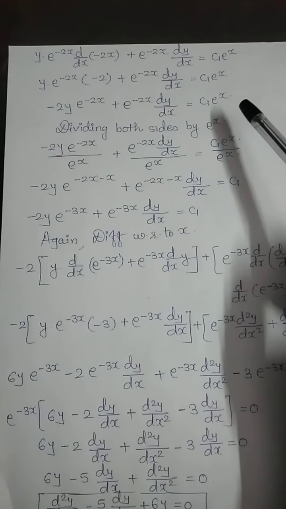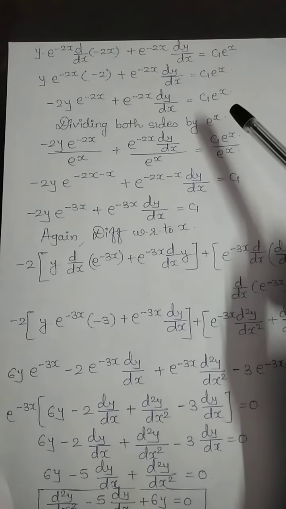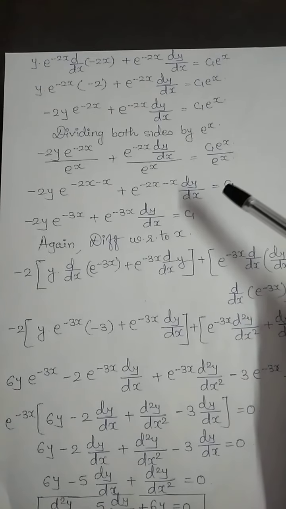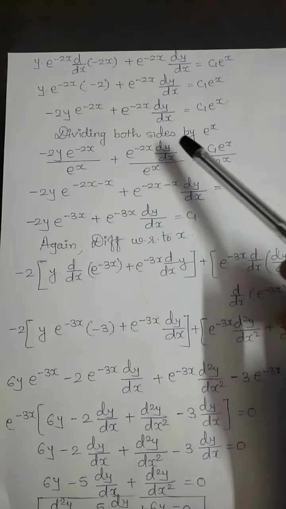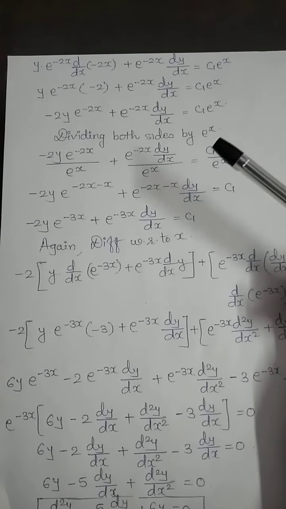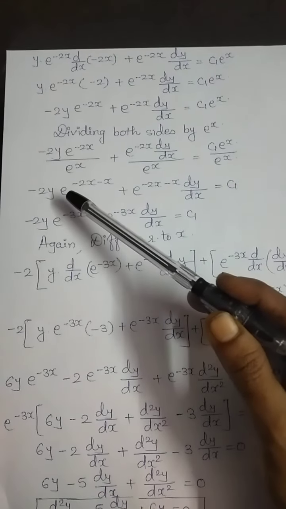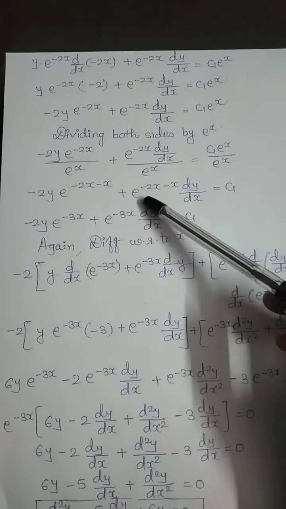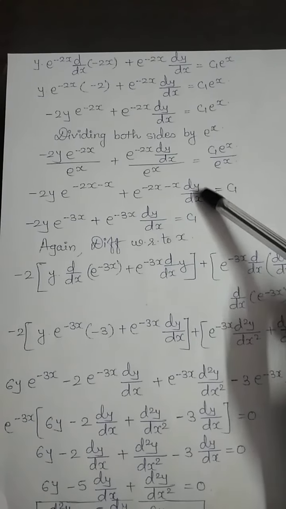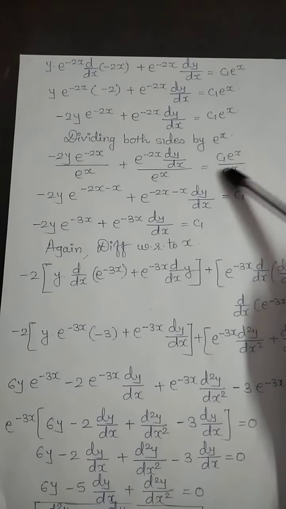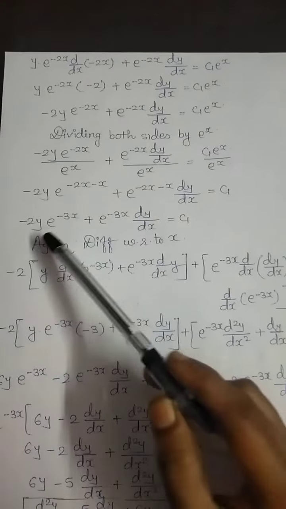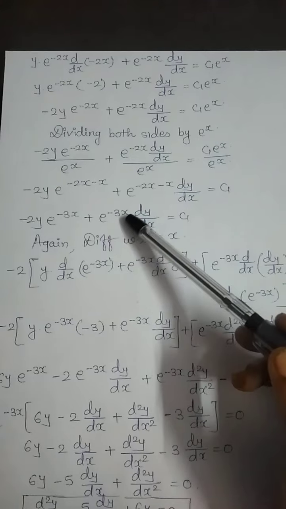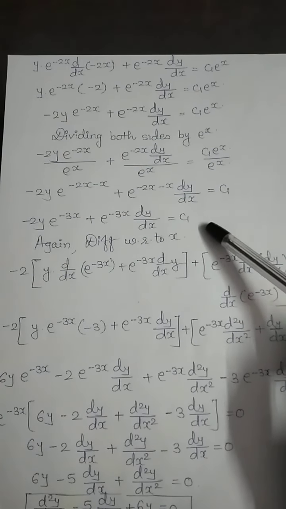Now we know that as two constants were present in the given equation, we can differentiate that equation two times. So again we can differentiate, but before that, dividing throughout by e raised to x so that we will get the simplified form. So after dividing we will get minus 2y e raised to minus 2x minus x plus e raised to minus 2x minus x into dy by dx is equal to c1, because on this side e raised to x will get cancelled. Now on further simplification we will get minus 2y e raised to minus 3x plus e raised to minus 3x dy by dx is equal to c1.